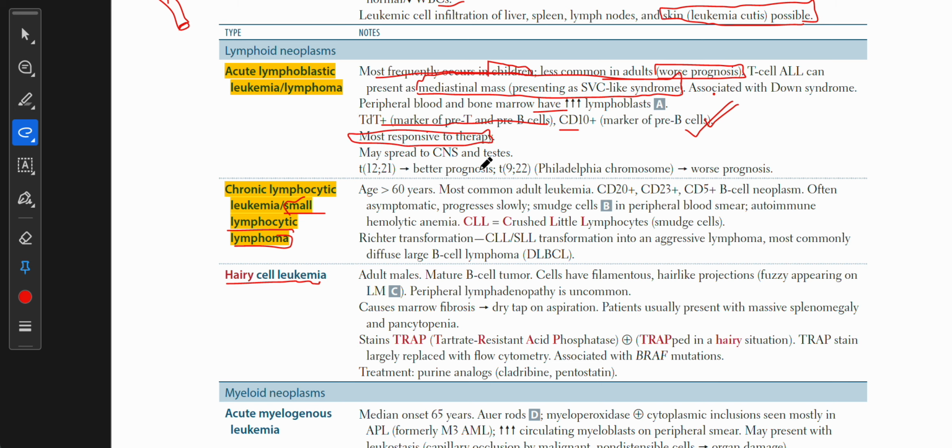So translocation, there are two different types of ALL. If there is a translocation between 12-21, it has a better prognosis. 1-2-1, remember it as numerology. These kinds of sequences are better for our life, right? So 12-21 has a better prognosis, but 9-22, which is the Philadelphia chromosome, is also a cause of CML, which is chronic myelogenous leukemia. We'll talk about that later. It has the worst prognosis.